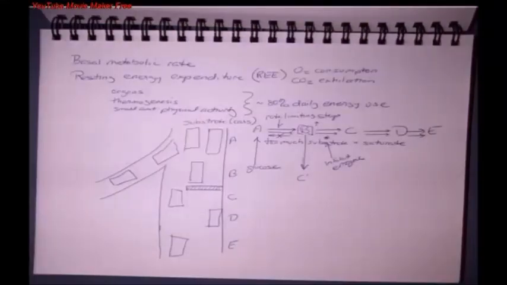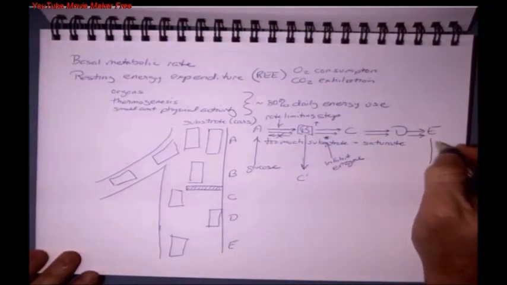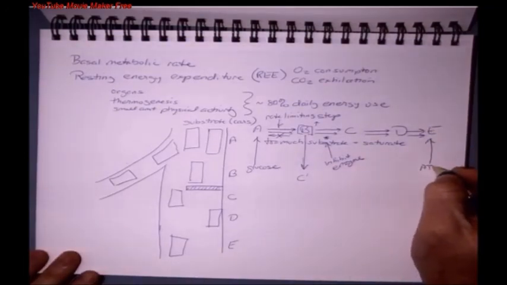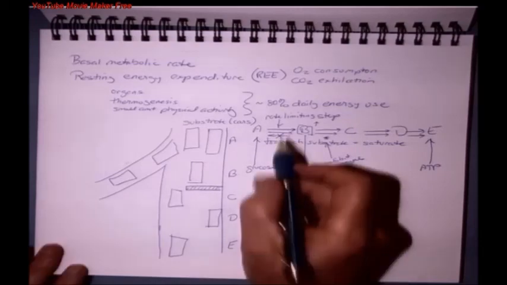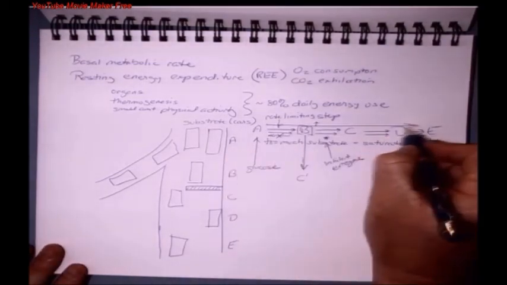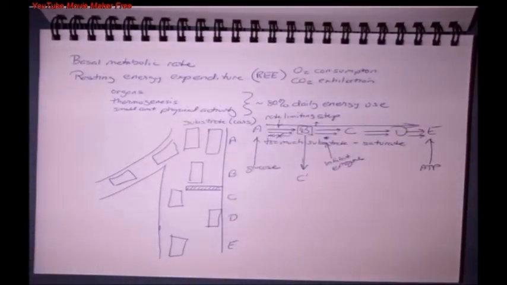Use it, and use it means what are we generating? ATP. So let's call E ATP. What if our ATP levels are maximized? We can't make any more. We want to store it. But this pathway here going A to E with glucose to make ATP, that is the prime pathway.